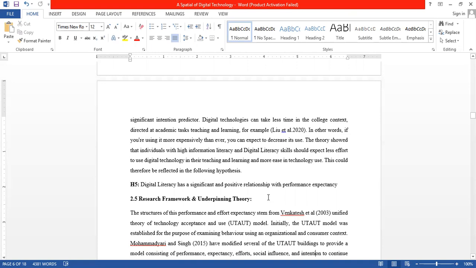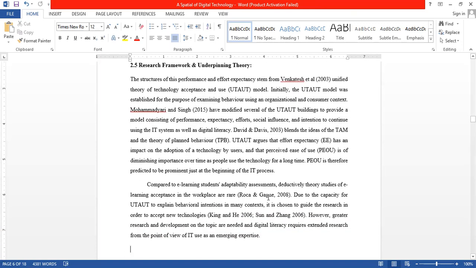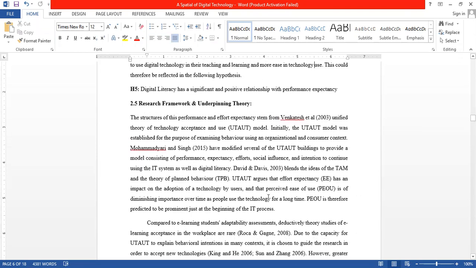after defining those variables, you will write your hypothesis, what type of relation you are going to expect with the help of literature. Keep this thing in mind. And after that, you will write the underpinning theory, what type of theory you are using. As I have mentioned over here in the research framework and underpinning theory, I have used the theory of technology acceptance and use, which was earlier used by Venkatesh in 2003.